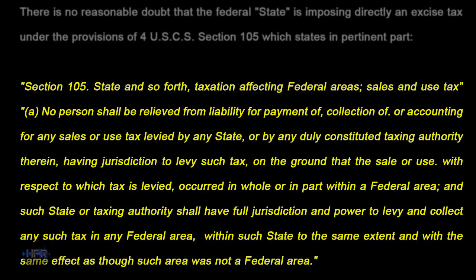Section A. No person shall be relieved from liability for payment of, collection of, or accounting for any sales or use tax levied by any state or by any duly constituted taxing authority therein, having jurisdiction to levy such tax on the ground that the sale or use with respect to which tax is levied occurred in whole or in part within a federal area, and such state or taxing authority shall have full jurisdiction and power to levy and collect any such tax in any federal area within such state to the same extent and with the same effect as though such area was not a federal area.